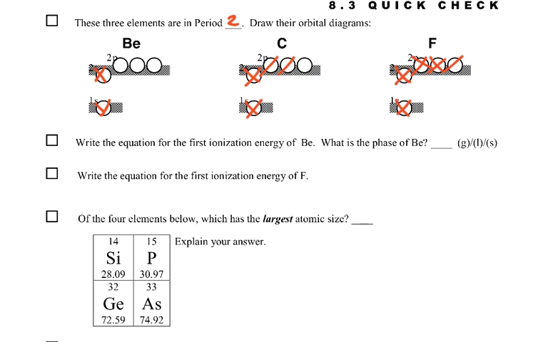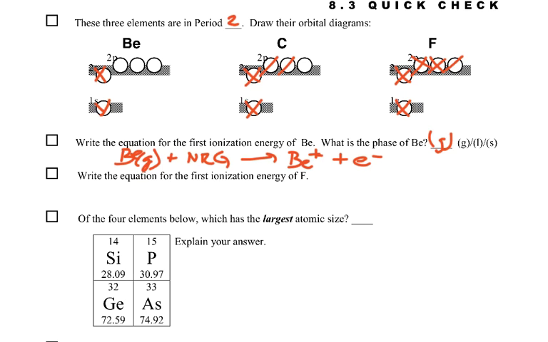Okay, so write the equation for the first ionization energy of beryllium. So I'm going to say beryllium, and this is a gas. And the reason is that if I want to remove an electron, I'm talking about an isolated atom, so I would say beryllium gas. Be plus energy turns into Be+ and an electron.